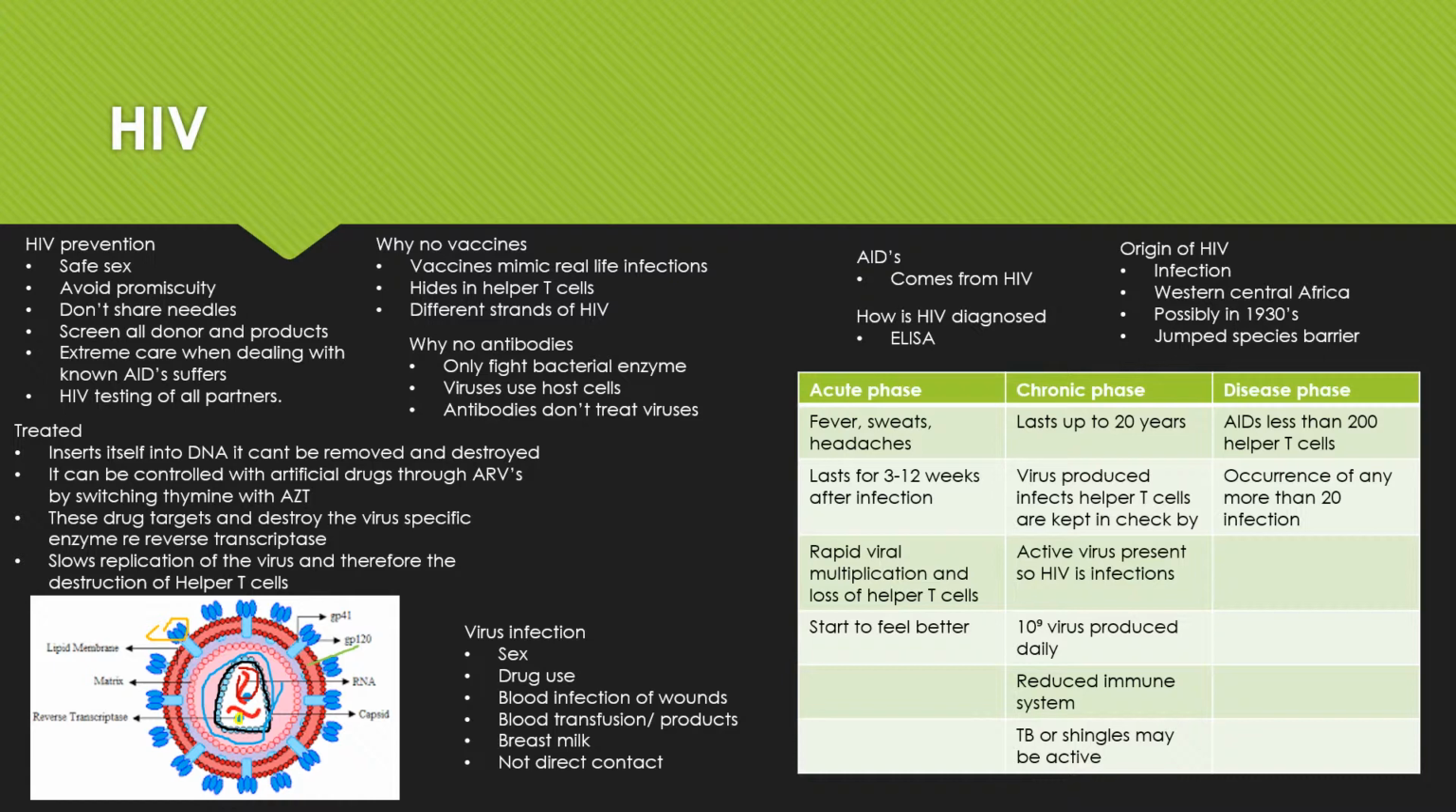So how is it treated? Well, you use antiretrovirals, which insert themselves into the DNA of the host cell, and then it switches thymine with AZT, and this causes slow replication of the virus, and therefore less destruction of the helper T cells due to reverse transcription. Reverse transcription catalyzes the production of DNA from RNA.